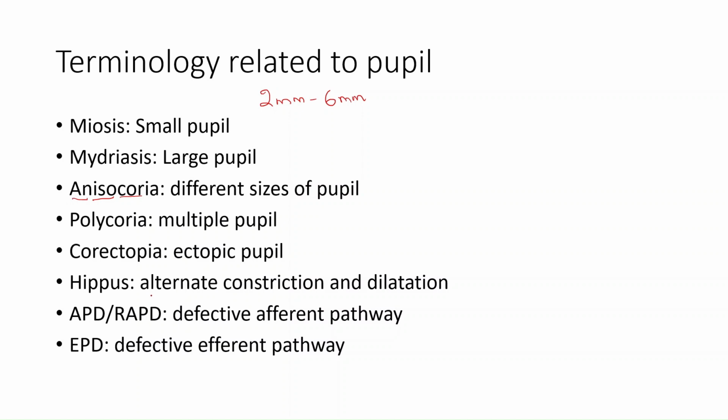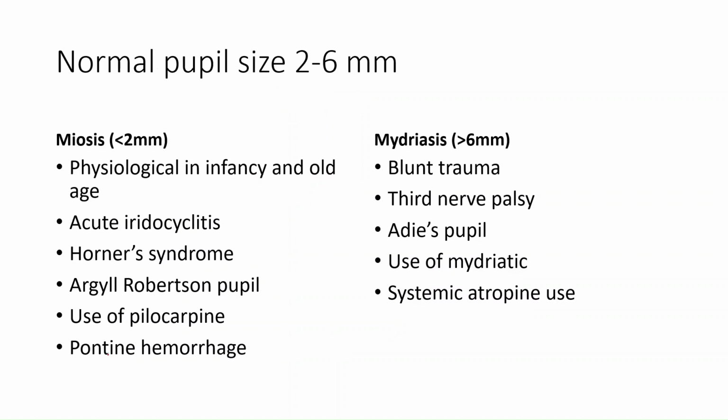What is APD or RAPD? It's a defective afferent pathway, afferent pupillary defect, or relative afferent pupillary defect. We are going to use these abbreviations very commonly in the next few minutes. What is an EPD? EPD is an efferent pathway defect. Okay. So normal size of the pupil is 2 to 6 mm.